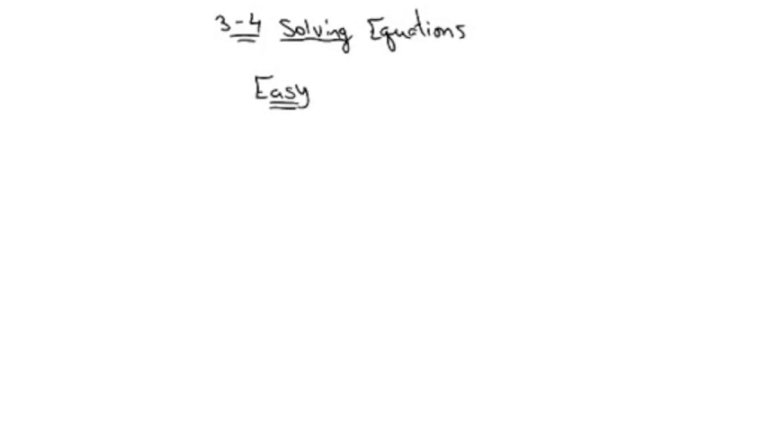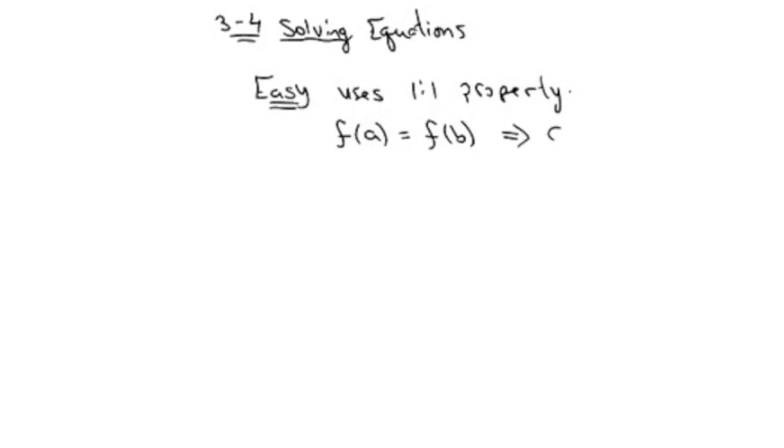So the easy one uses the one-to-one property. Since exponential functions are one-to-one and logarithmic functions are their inverse, they're also one-to-one. So we can use the inverse property and say, if I have f of a is equal to f of b, well, they're one-to-one. It implies directly that a must equal b.